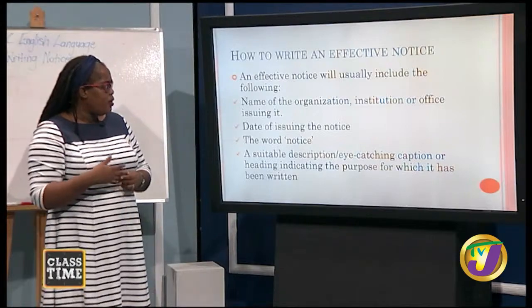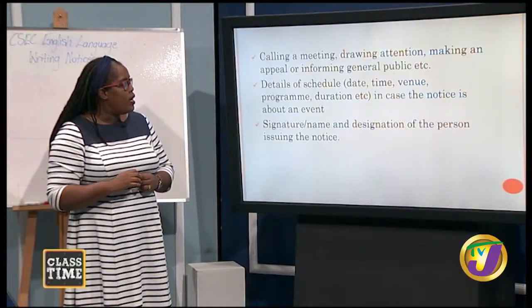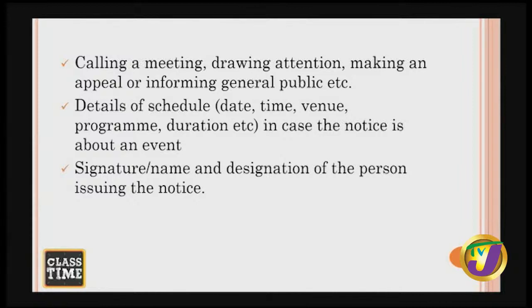All right. So an effective notice will usually include the following: the name of the organization, institution, or office issuing it; the date of issuing the notice; the word notice; a suitable description or eye-catching caption or heading indicating the purpose for which it has been written, such as calling a meeting, drawing attention, making an appeal, or informing the general public; details of schedule, date, time, venue, program, duration, etc. in case the notice is about an event; and the signature, name, and designation of the person issuing the notice.